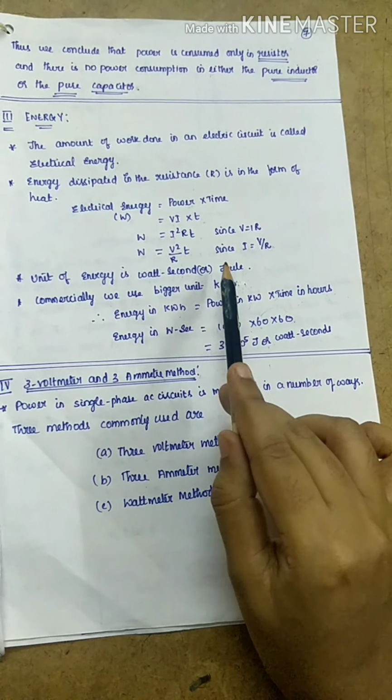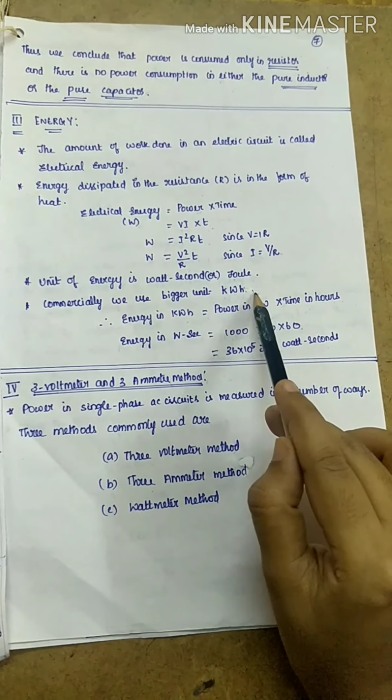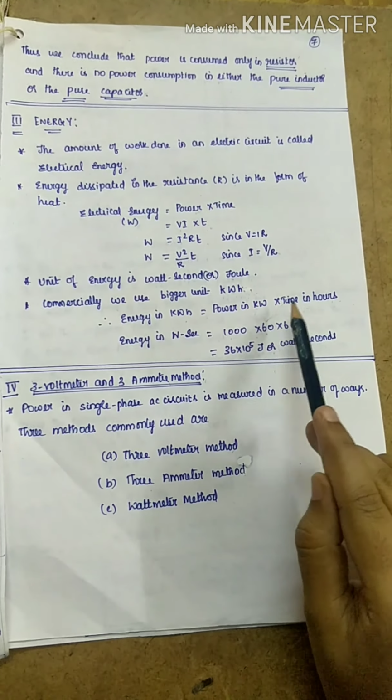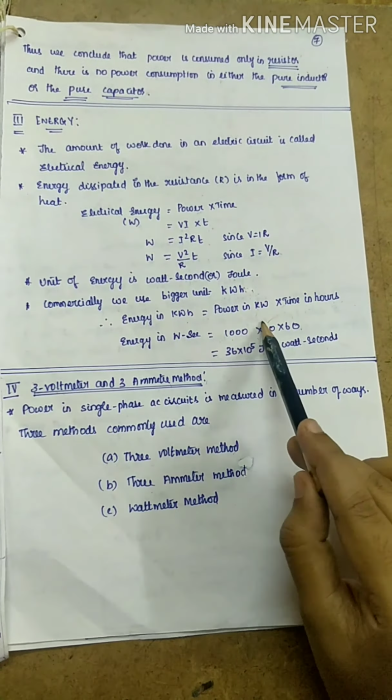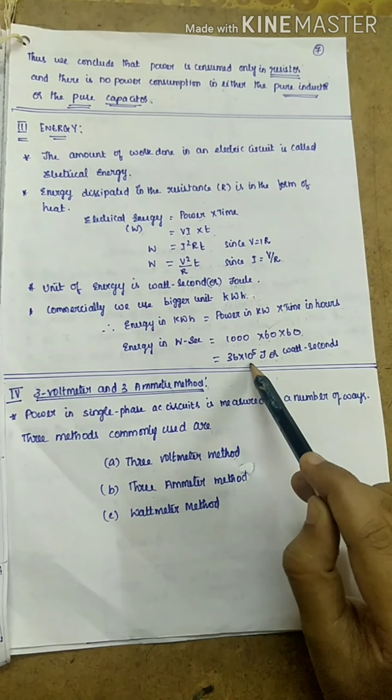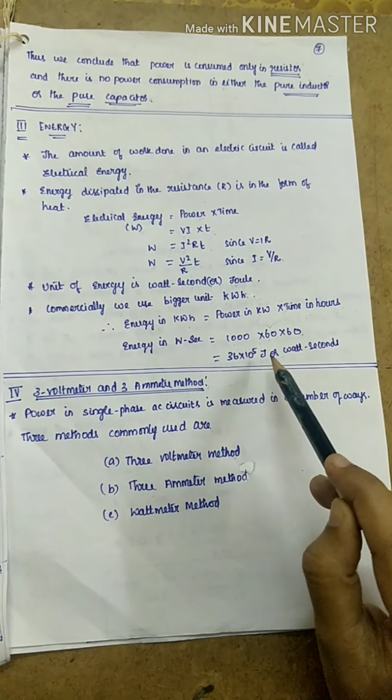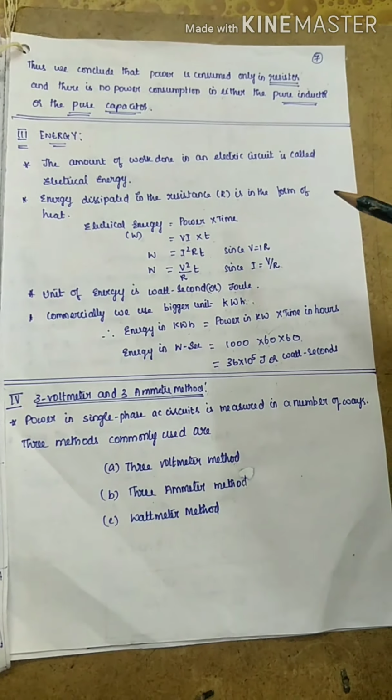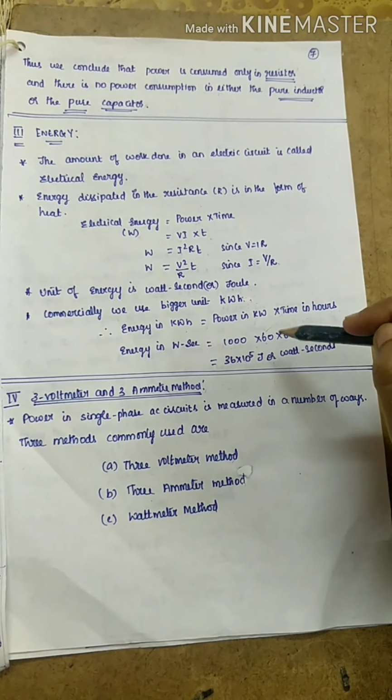In practice, we measure energy in kilowatt hour, which is nothing but power in kilowatts, time in hours. By substituting the values, I am getting 36 into 10 to the power of 5 joules or watt seconds. So this is the value for energy.